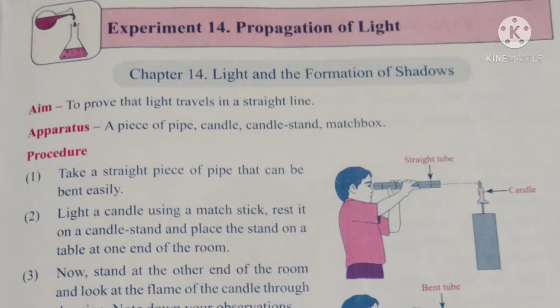So see, when it is in a straight line, the flame of the candle is visible, and when we bend it, see now, the flame of the candle is not visible. Okay. So everyone complete this experiment in your journal properly.